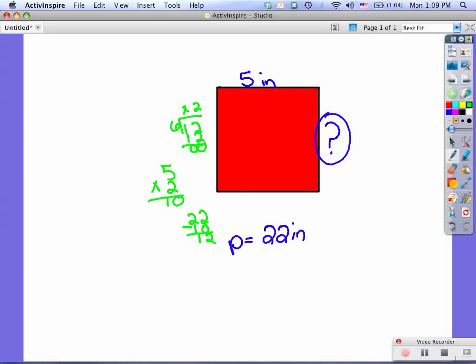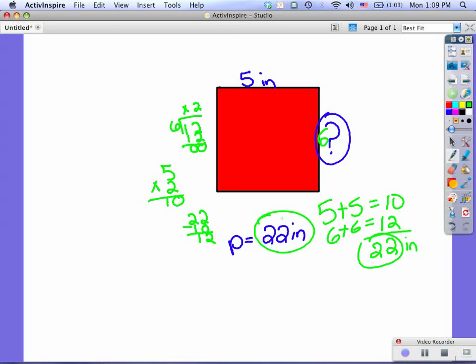And the way we check our work then is we're going to say 5 plus 5 equals 10. 6 plus 6 equals 12. 10 plus 12 is 22. Are we correct? Yep, perimeter equals 22.